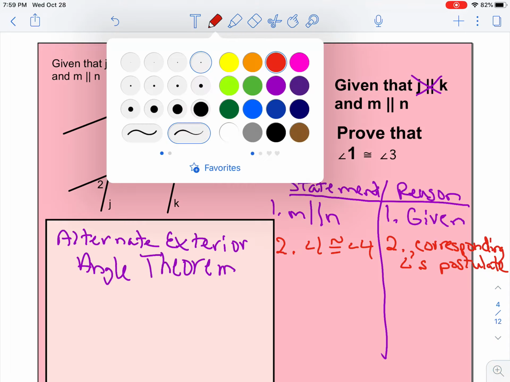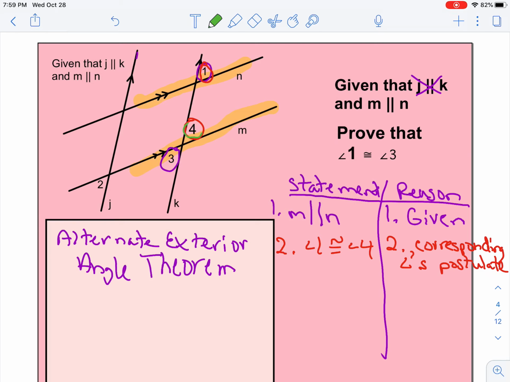All right, so we know angle 1 and angle 4 are congruent. We also know that angle 4 and angle 3 are congruent. Why do we know that? Well, angle 4 is congruent to angle 3 because they are vertical angles. So that's really vertical angles. You could say definition of vertical angles. You could say vertical angles postulate, or definition, or just vertical angles is fine.